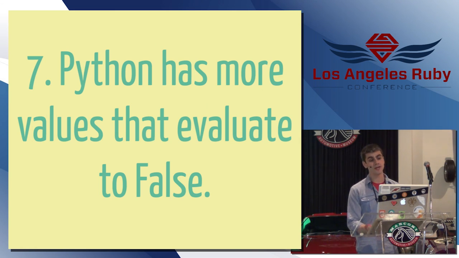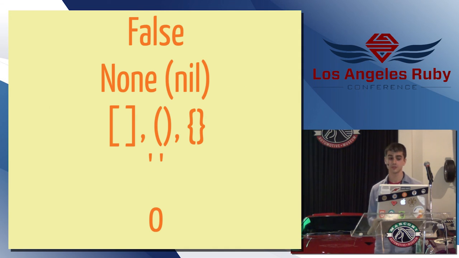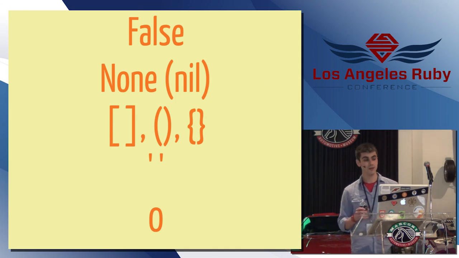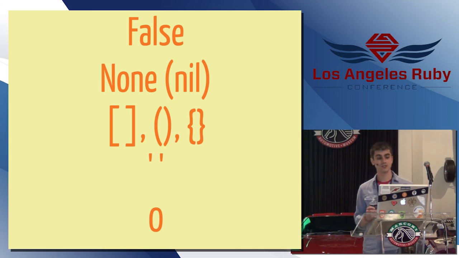Number seven, Python has more values that evaluate to false. In Ruby, false and nil are the values that evaluate to false. In Python, you have false, you have None, which is Python's nil, and then an empty list, an empty tuple, an empty hash, empty string will all evaluate to false. And also zero, whether that's an integer or like a decimal, will also evaluate to false.